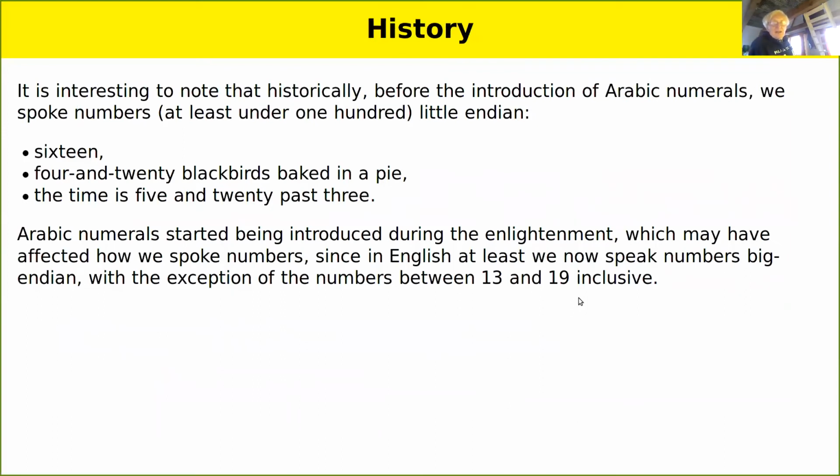It's interesting to note that historically, before the introduction of Arabic numerals, we spoke numbers, at least under 100, in a Little Endian form. 16 starts with the word 6. 4 and 20 blackbirds baked in a pie. The time is 5 and 20 past 3. These are examples of how numbers used to be spoken. Arabic numerals were introduced during the Enlightenment, which may have affected how we spoke numbers, since now, in any case in English, we speak numbers Big Endian, with the exception of the teens, basically between 13 and 19.